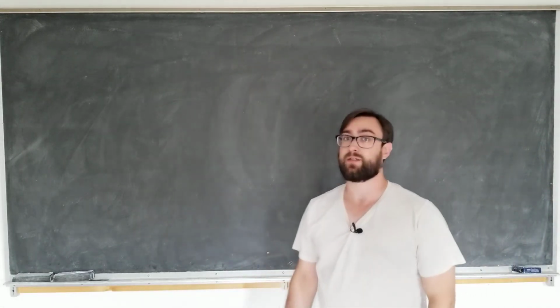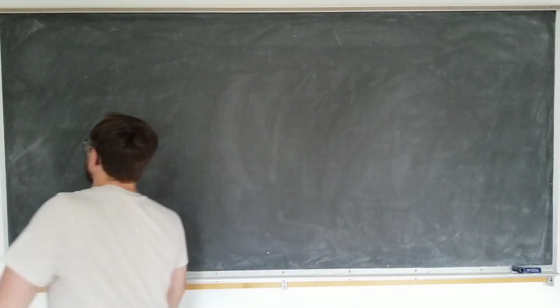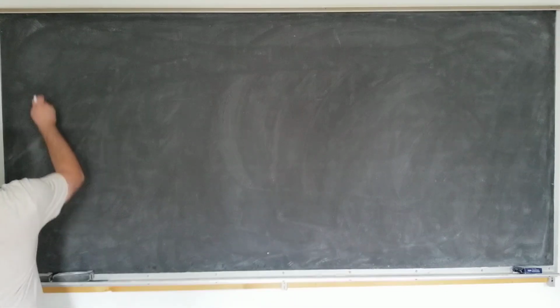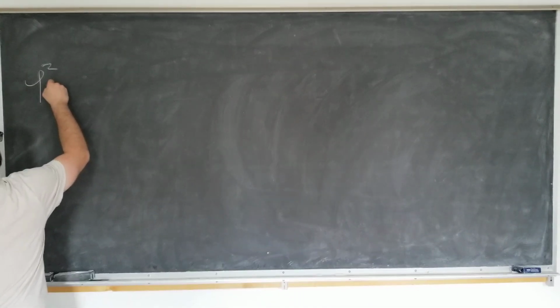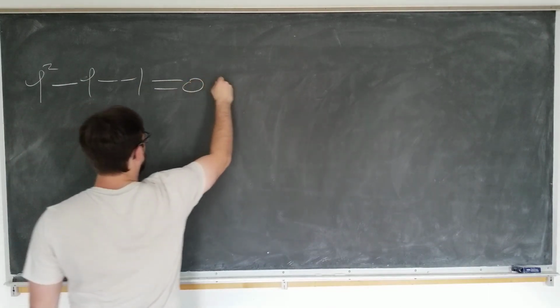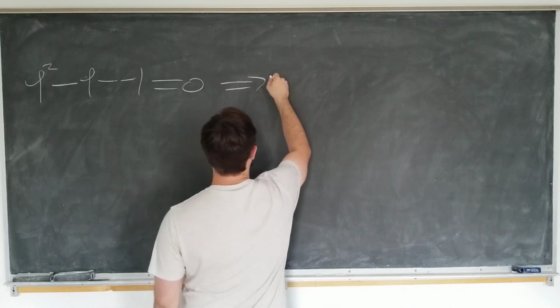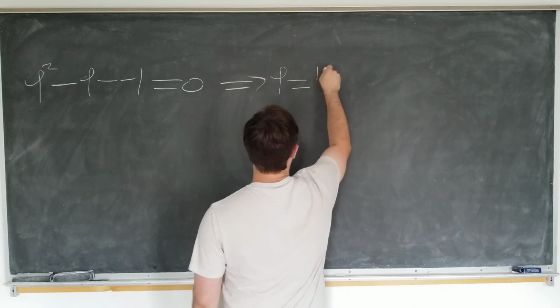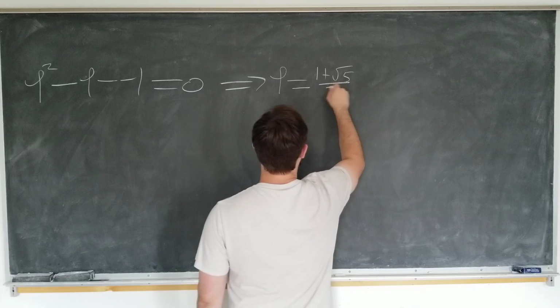Today we'll be discussing the golden differential equation. So recall from previous videos we've talked about the golden ratio phi satisfying phi squared minus phi minus 1 equal to 0, which told us that phi is equal to (1 plus the square root of 5) over 2.